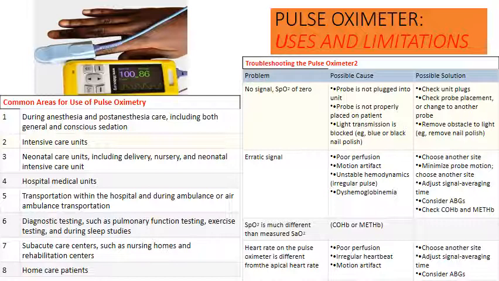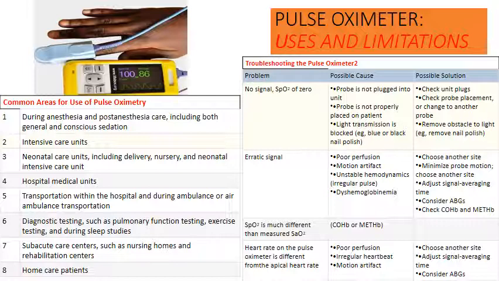It may be placed on a part of the body where circulation is constricted for some reason, because of an injury, for instance. And then there's the case of erratic signals, which again is poor perfusion. It can be due to motion artifacts if the patient is thrashing around a lot. It can have to do with unstable hemodynamics.